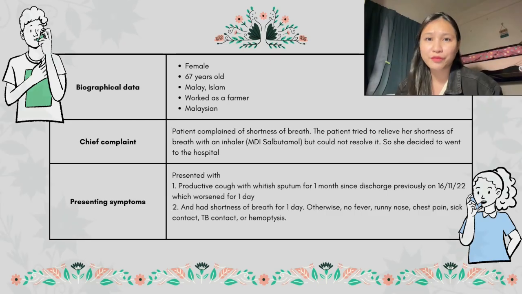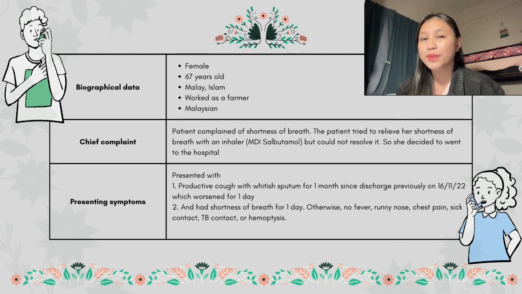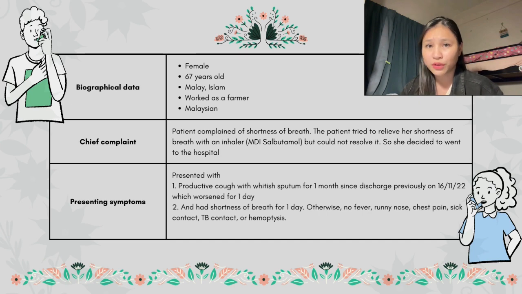The patient's biographical data that we chose was female. She is 67 years old, belongs to the Malay race, practices Islam, works as a farmer, and is Malaysian. The chief complaint was that the patient complained of shortness of breath. The patient tried to relieve her shortness of breath with an inhaler, salbutamol, but could not resolve it. So, she decided to go to the hospital.